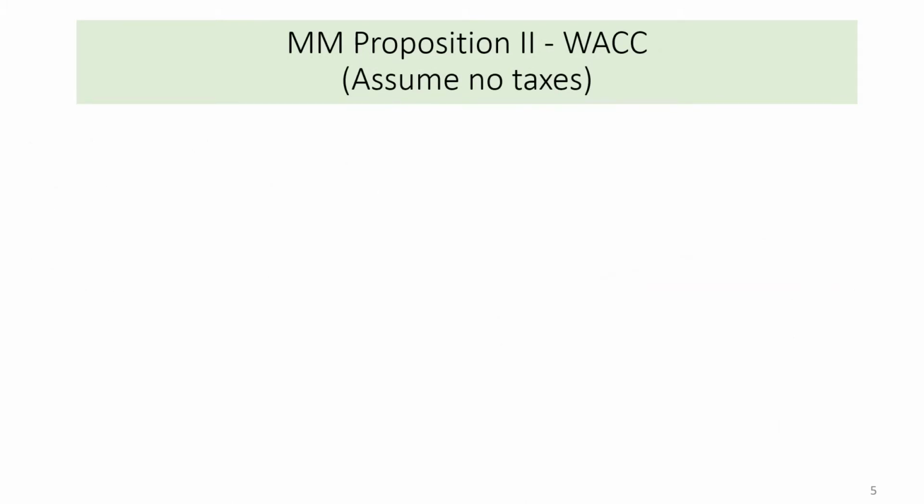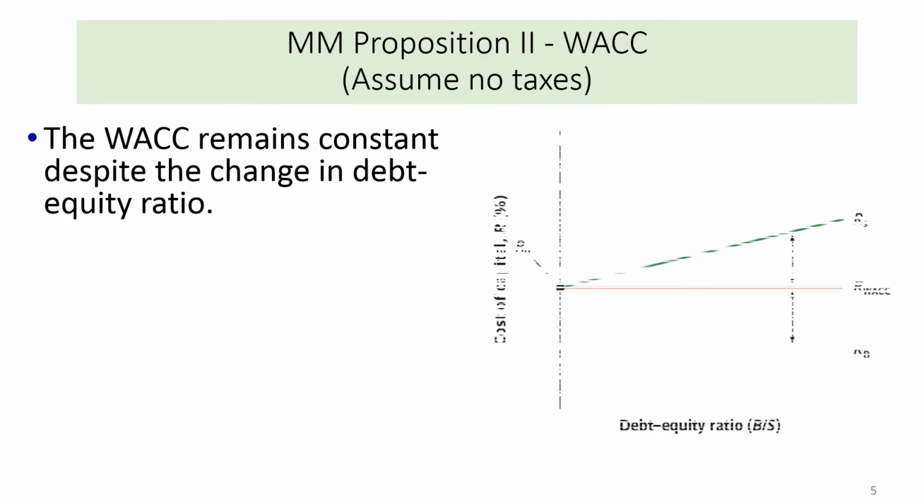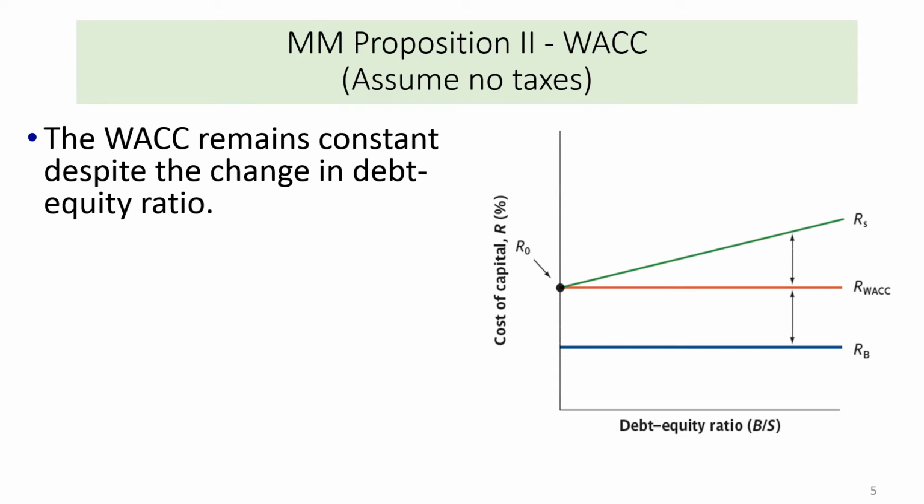According to proposition 2, in a world with no taxes, the weighted average cost of capital, WACC, remains constant despite the change in debt-equity ratio. From the figure, the WACC is represented by the red line. It is a horizontal line. The cost of debt, RB, is represented by the blue line.